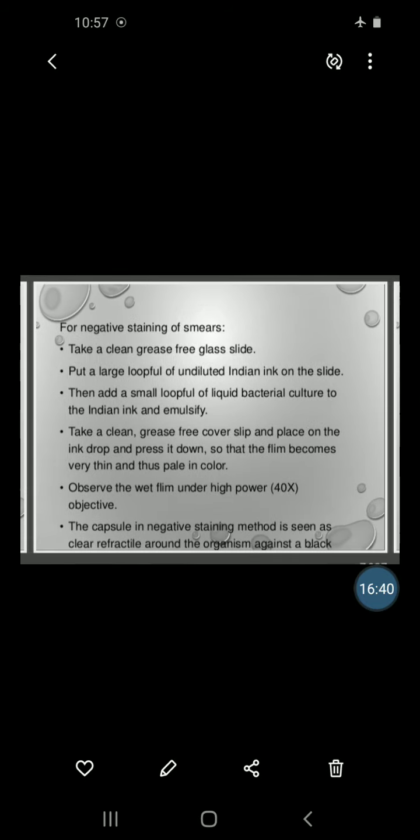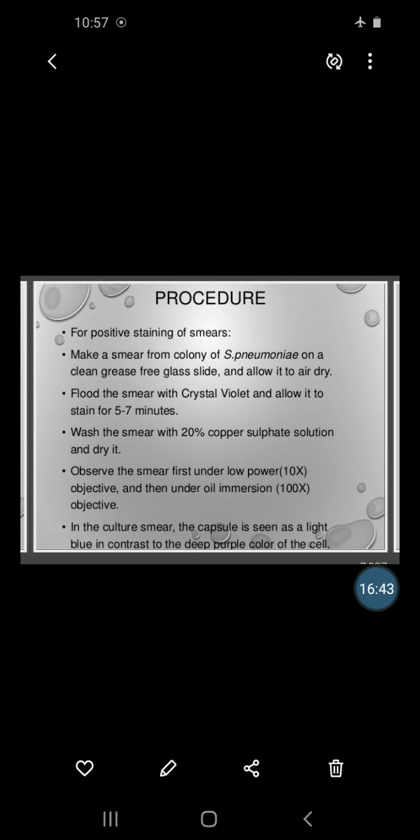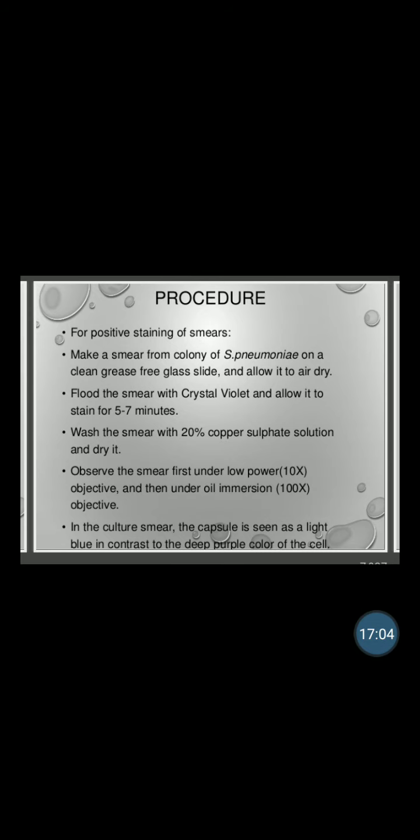For positive staining of smear, make a smear from a colony of pneumoniae on a clean grease-free glass slide, and allow it to dry in air. Then flood the smear with crystal violet and allow it to stand for 5 to 7 minutes. Then wash the smear with 20% copper sulfate solution and dry it.